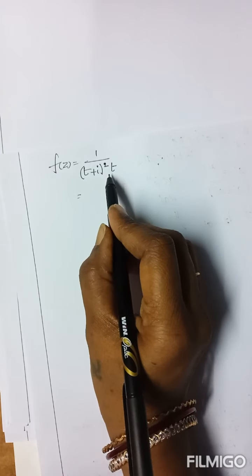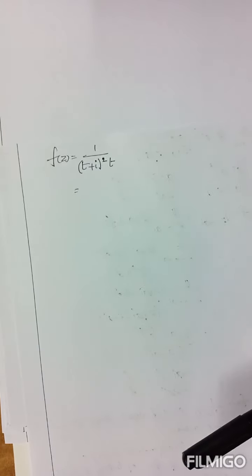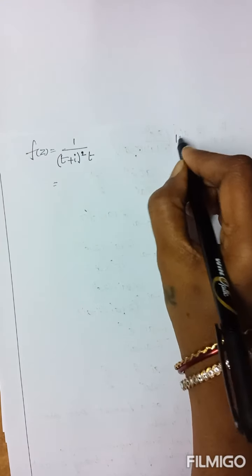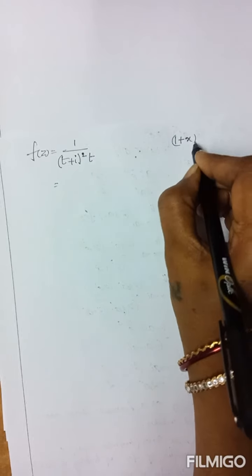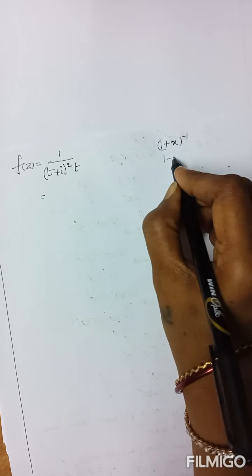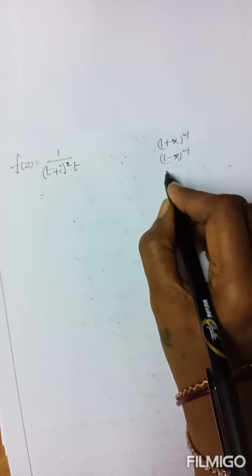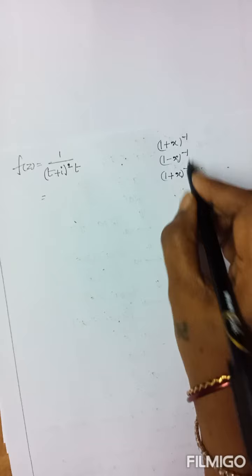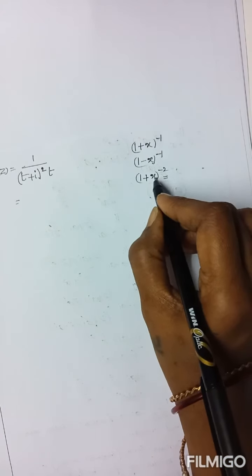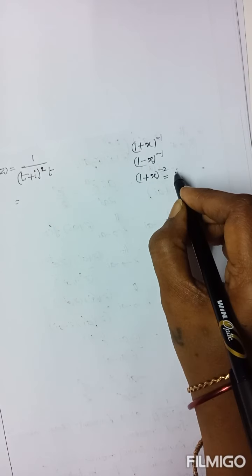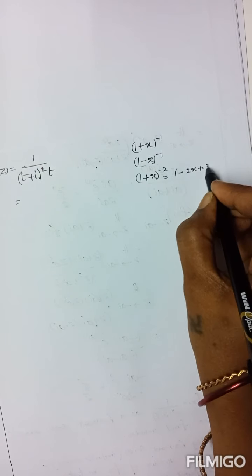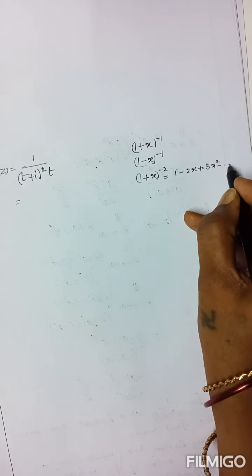for expansion of this one, first we need the infinite series form. Already I gave note points. In the note points, every series form is (1 plus x) whole power minus 1, or (1 minus x) whole power minus 1, or (1 plus x) whole power minus 2. Likewise, infinite series are here. Now, out of these three, the present one form is minus 2. So the expansion of this one is 1 minus 2x plus 3x square minus and so on.